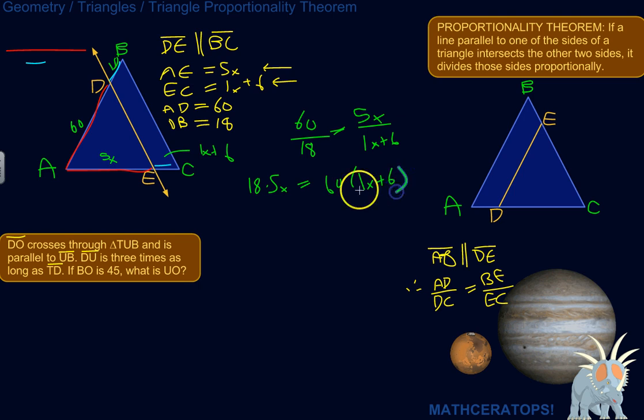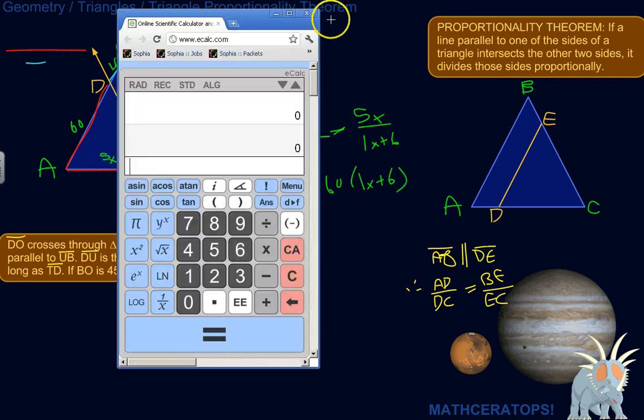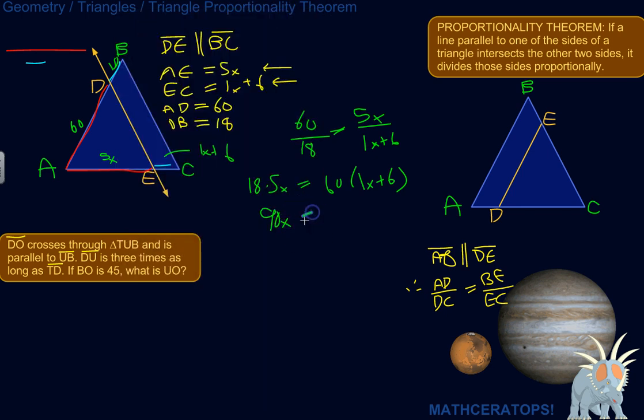Alright. So 18 times 5, what is that? 20 times 5 is 100. 2 times 5 is 10, so 90. Yeah, 90x. Check in the mental math. Got it. So 60 times 1x is just 60x. 60 times 6 is 360.